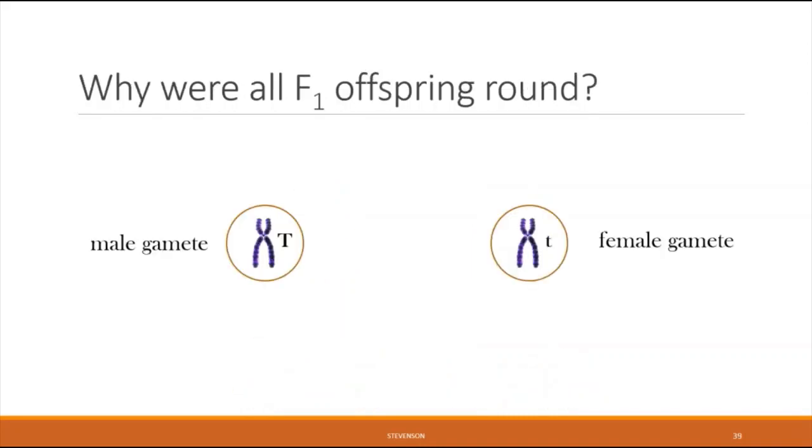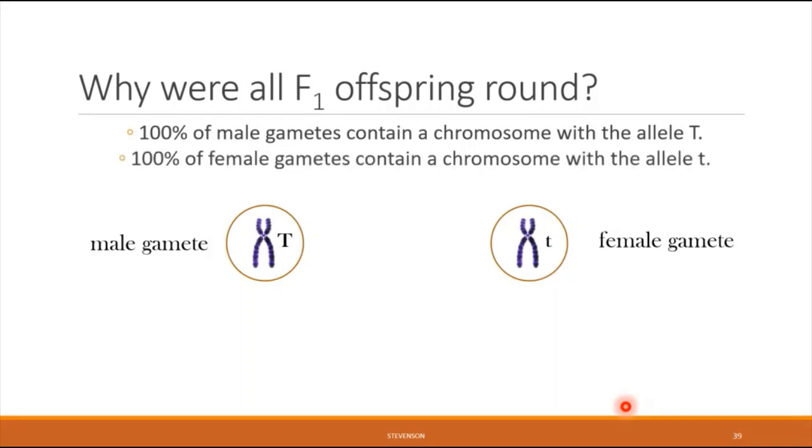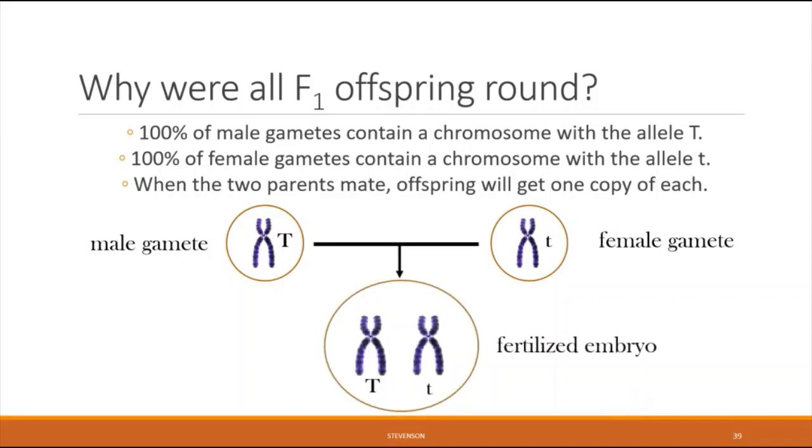This means that when the male gamete, or the pollen, encountered the female gamete, or the ovum, when Mendel was fertilizing them with each other, the offspring were inevitably going to have a specific genotype and phenotype because 100% of the pollen granules contained a chromosome with the allele capital T, 100% of the female gametes contained a chromosome with the allele lowercase t, and when the two parents mate with each other, the offspring will get one copy of each, and therefore the offspring's genotype will be capital T, lowercase t, in all cases.